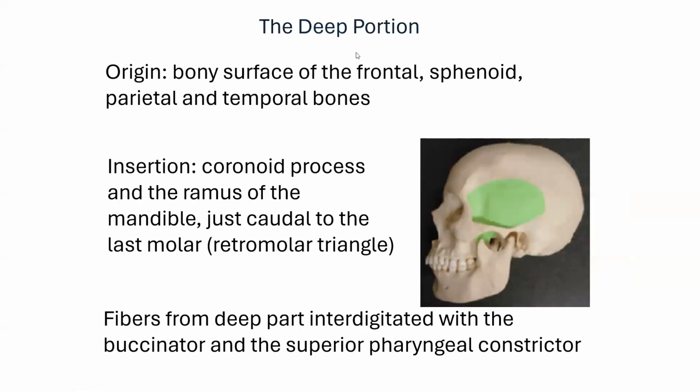Then comes the deep portion. Its origin is from the bony surface of the frontal, sphenoid, and parietal, as well as the temporal bones. And insertion is the coronoid process and the ramus of the mandible just caudal to the last molar, that is the retromolar triangle. Fibers from the deep part interdigitate with the buccinator and the superior pharyngeal constrictor muscle.